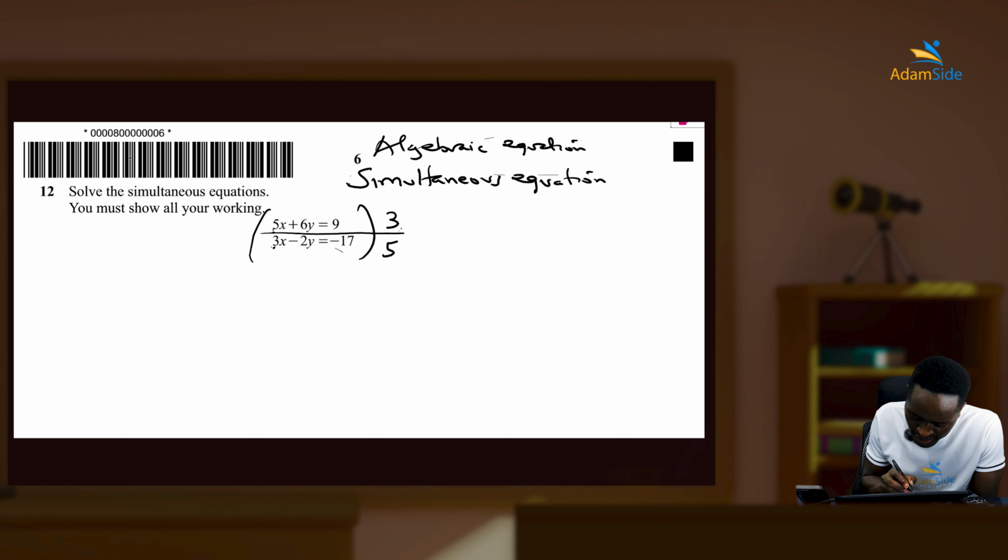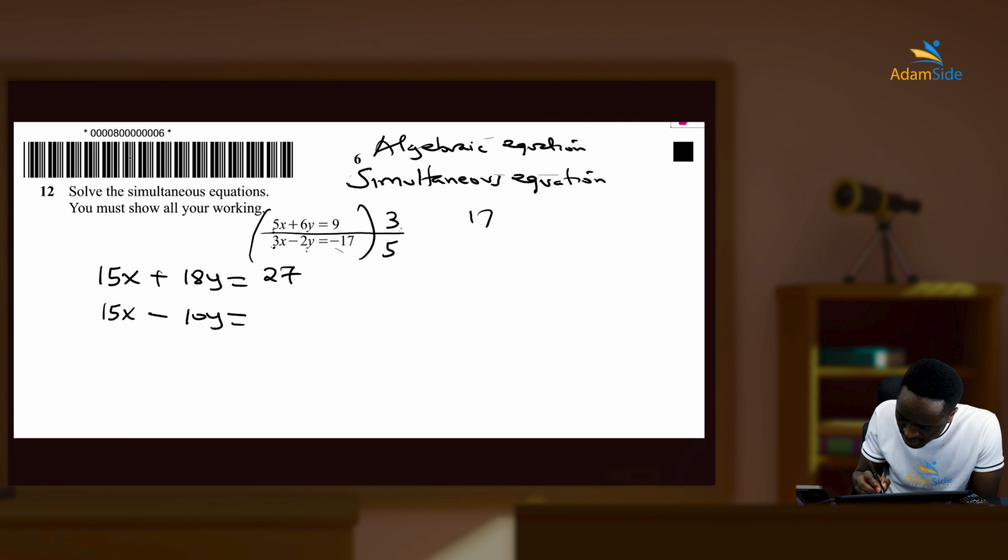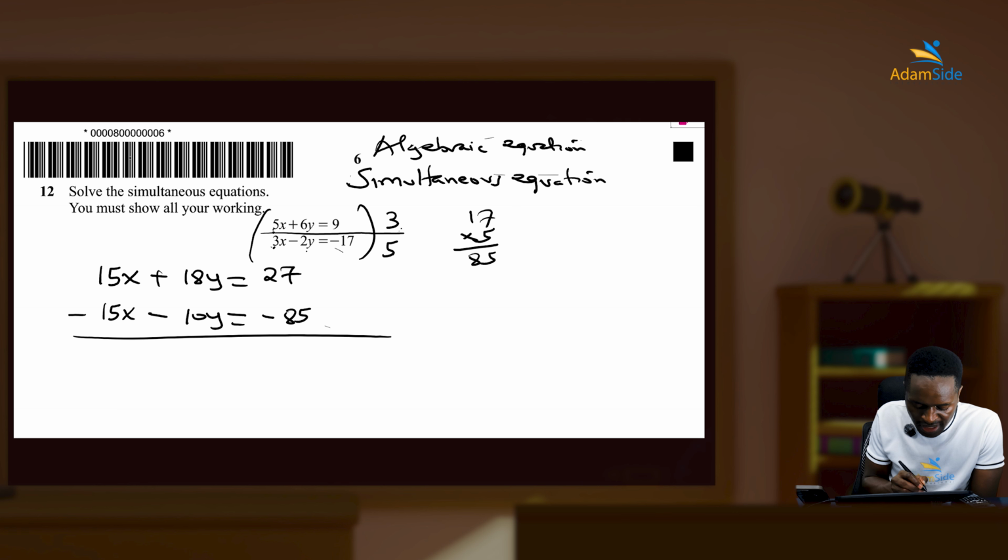So 3 times 5x, what do you get? 3 times 5x is 15x plus 3 times 6y is 18y. 9 times 3 is 27. 5 times 3x is 15x minus 5 times negative 2y is minus 10y. And negative 17 times 5, that's negative 85. Correct.